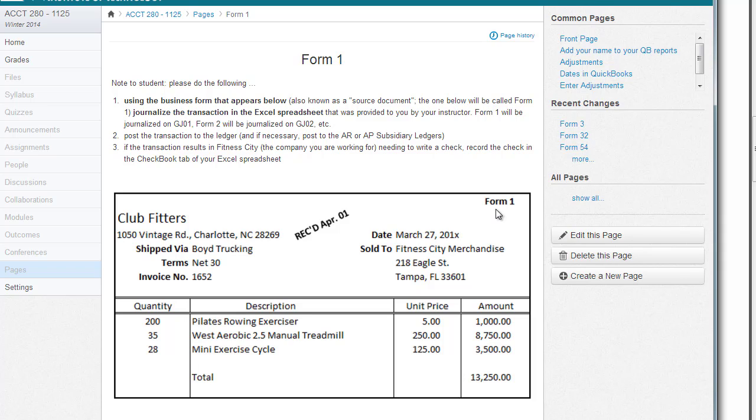Let's see if we can figure out what's going on in Form 1. Remember, you are doing the accounting for the company called Fitness City Merchandise, a wholesale seller of fitness equipment. In other words, you sell fitness equipment to other stores who then resell the fitness equipment to the general public. Pause the video for a while and see if you can figure out what's going on in this transaction.